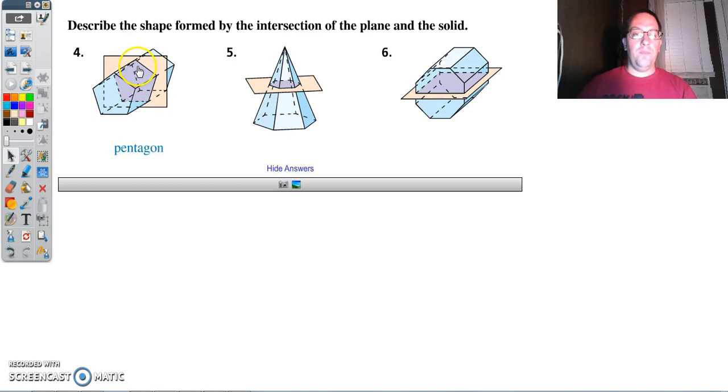Number 4, pentagon. Right there on the pentagonal prism. Here we have a hexagonal pyramid, and that, looking right there, is a hexagon. Cuts it straight, parallel with the base. Here we have an octagonal prism, but we don't get an octagon when they cut it, do we? No, they cut it going sideways, and so we get a rectangle.